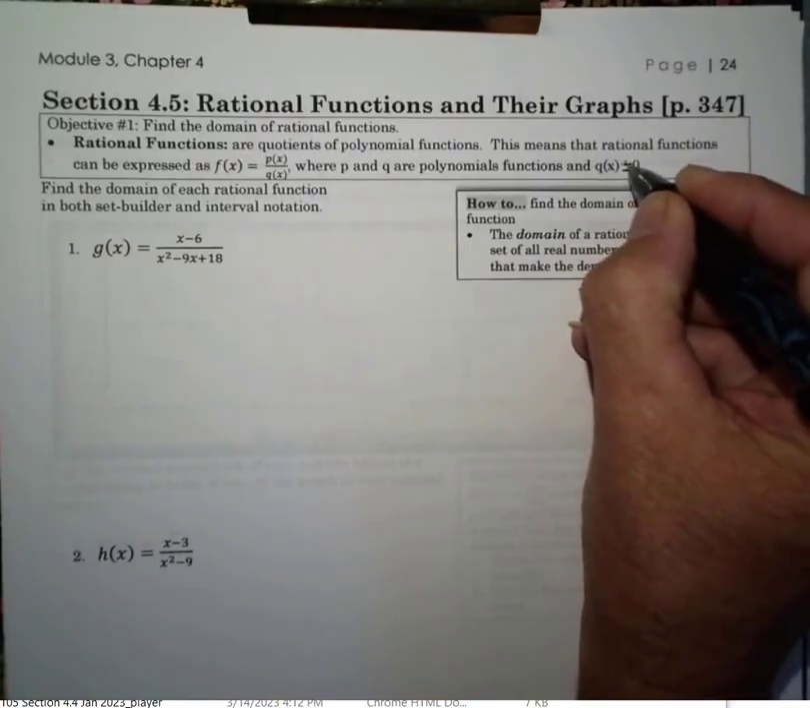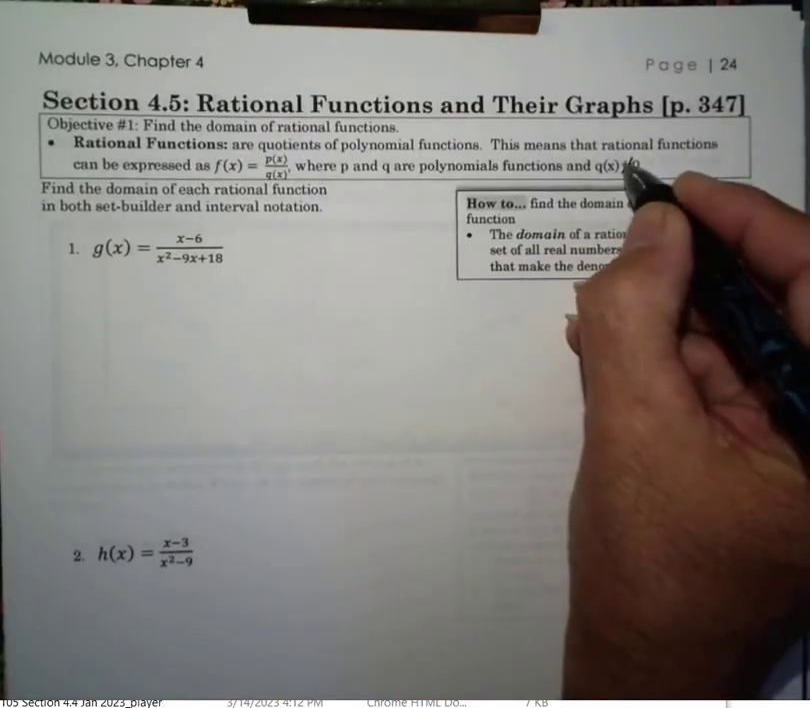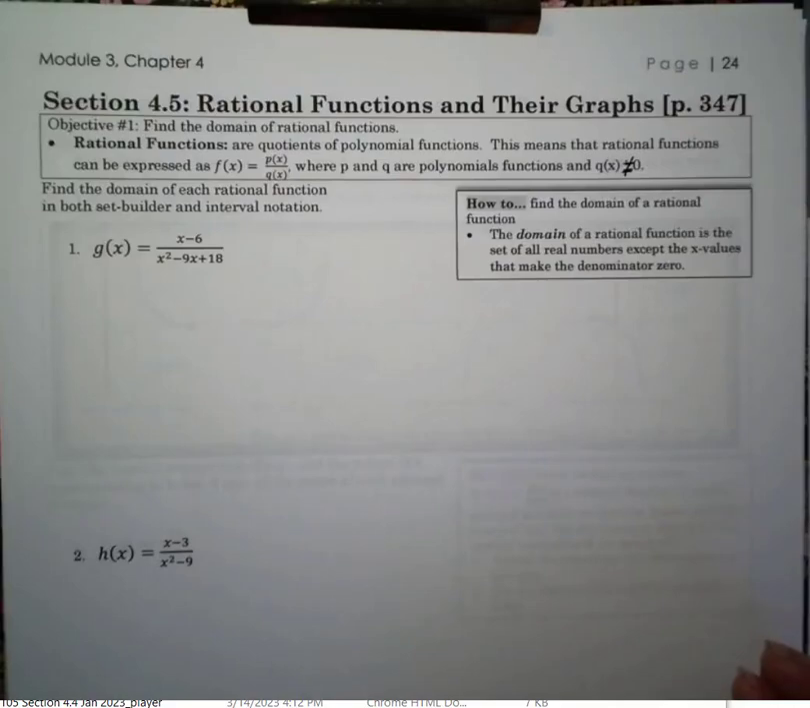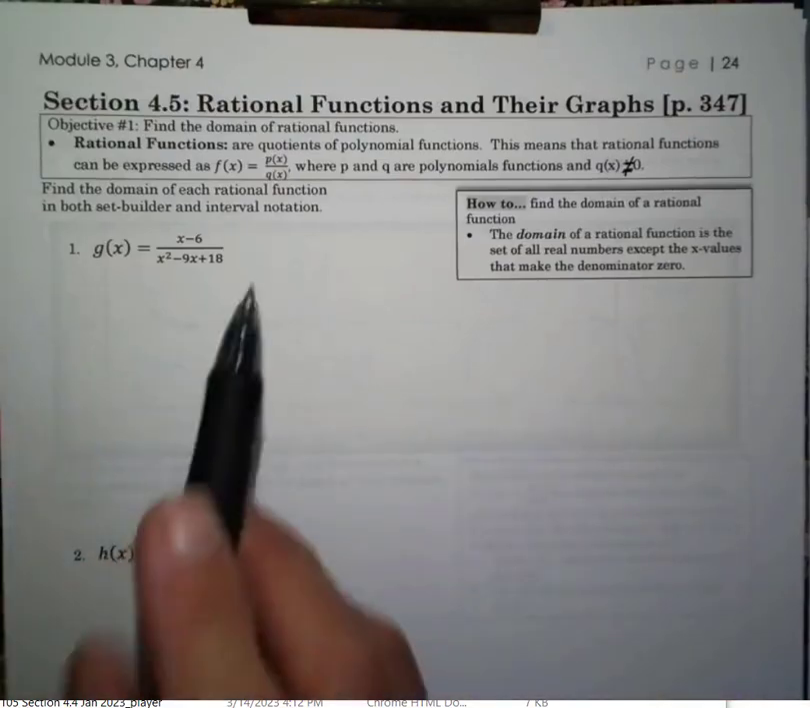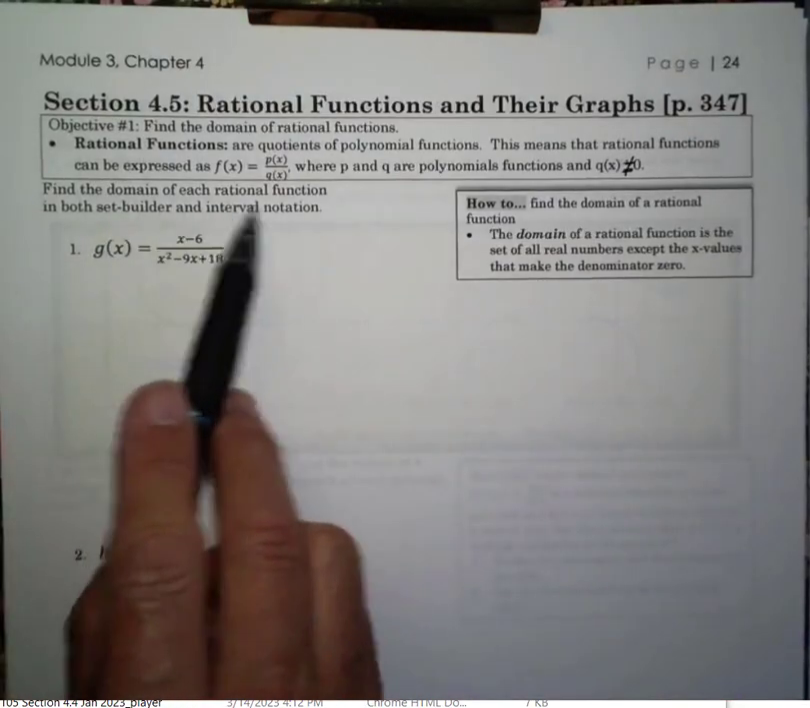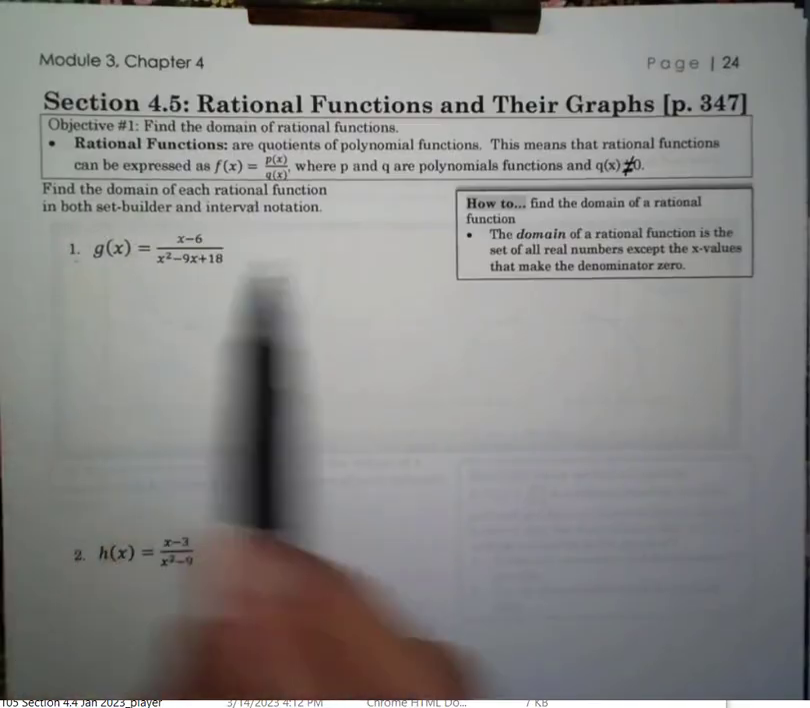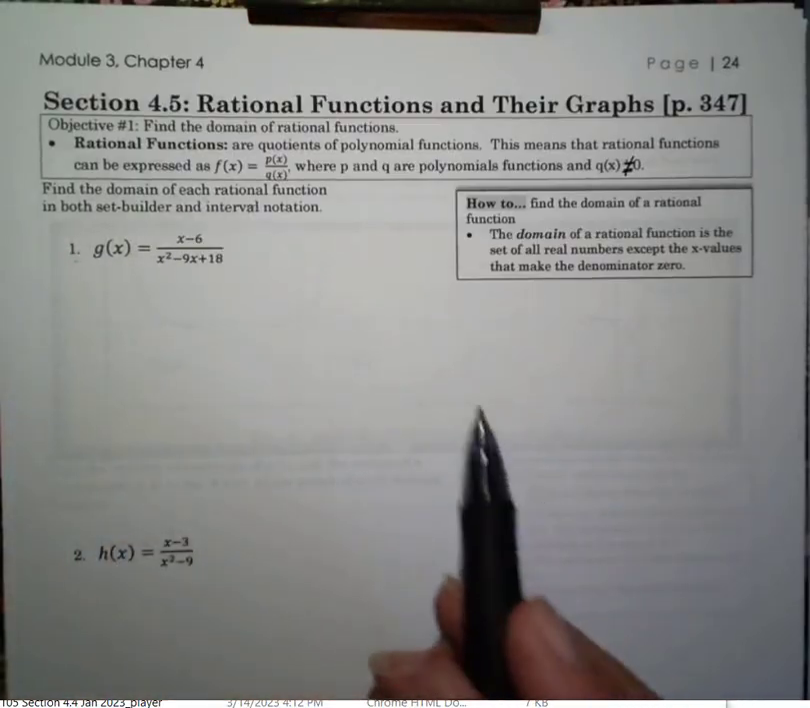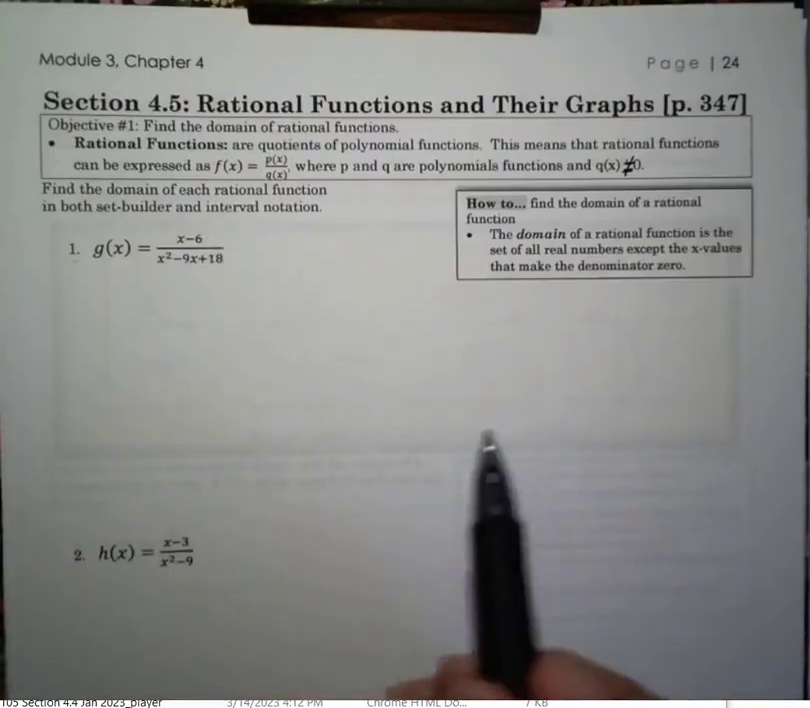Change this in your note page. If it has that little 1 in between, it should say not equal to 0. Q of x cannot equal 0. So we're asked to find the domain of these rational functions and put it in set builder notation, and then we'll write it in interval notation also.